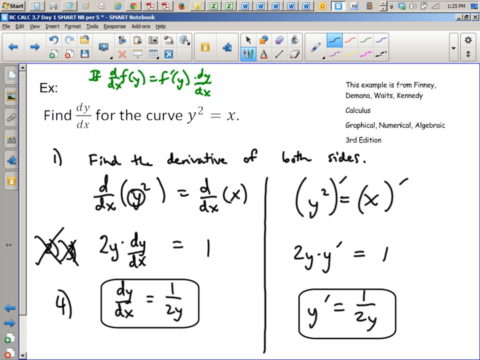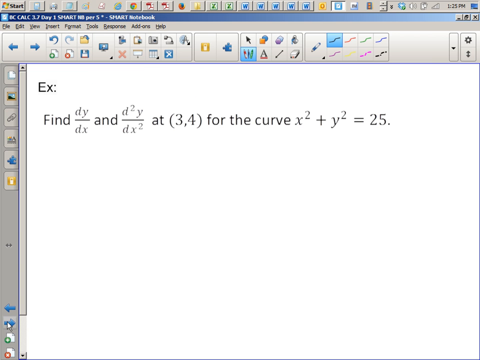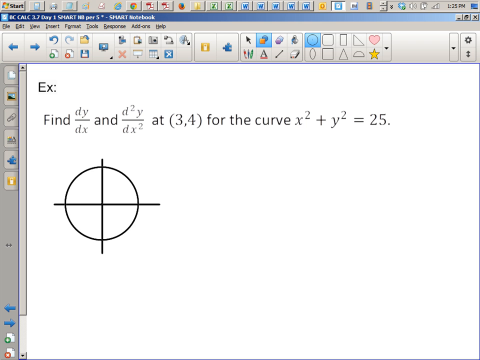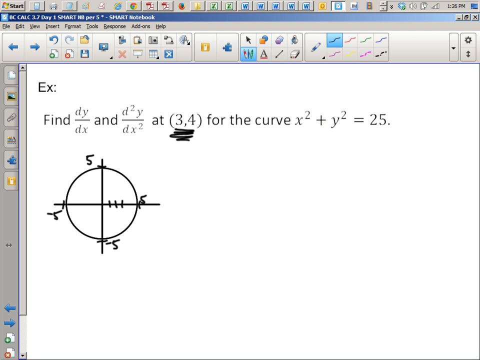Okay, let's go to number 2, example 2. This one's asking for the first derivative and the second derivative of this circle at 3, 4. Okay, so first let me try to help you understand what it is we're accomplishing. So we're talking about a circle. What's its radius? 5, right? We're talking about the point 3, 4, so that's 3 over, 4 up. It's this point right here.